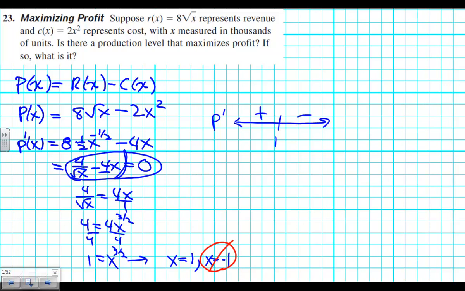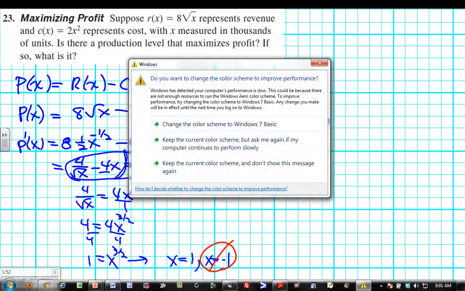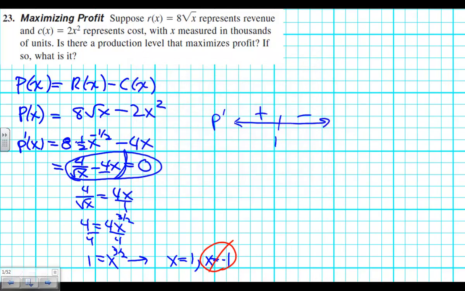Okay, but a place where the derivative function changes from positive to negative is a place where the original function is maximized. So I would say there's a maximum and it's at 1,000 units. How'd I do? Is that the right answer?